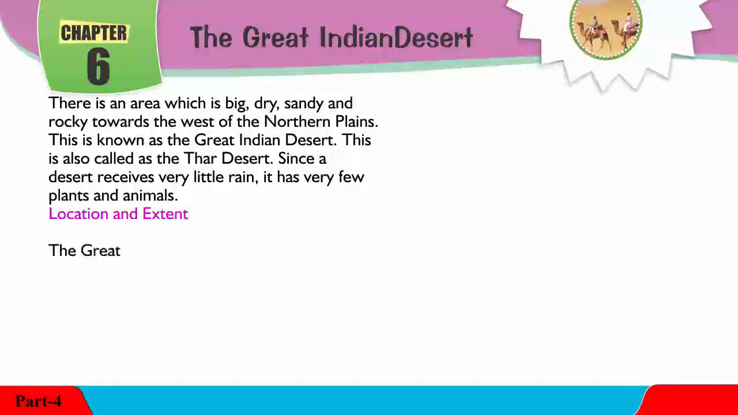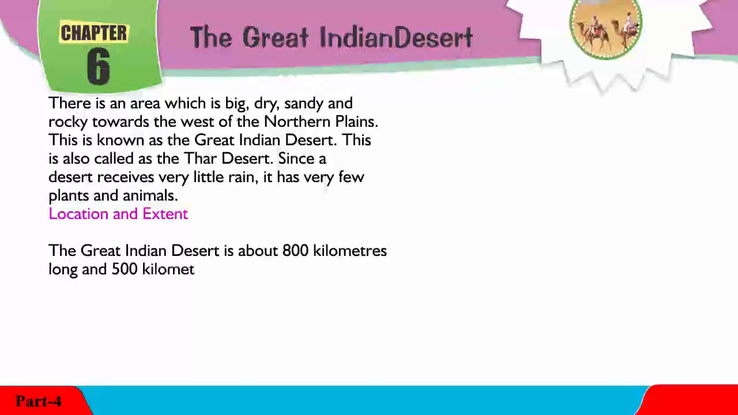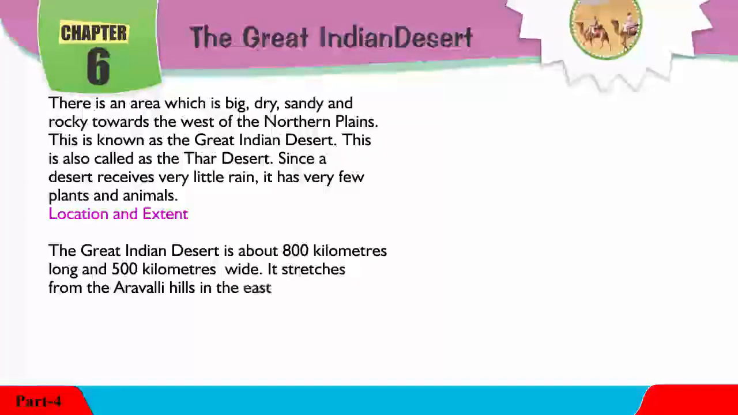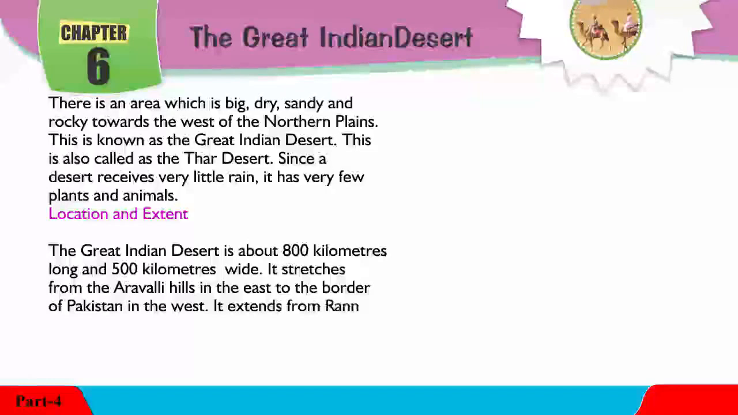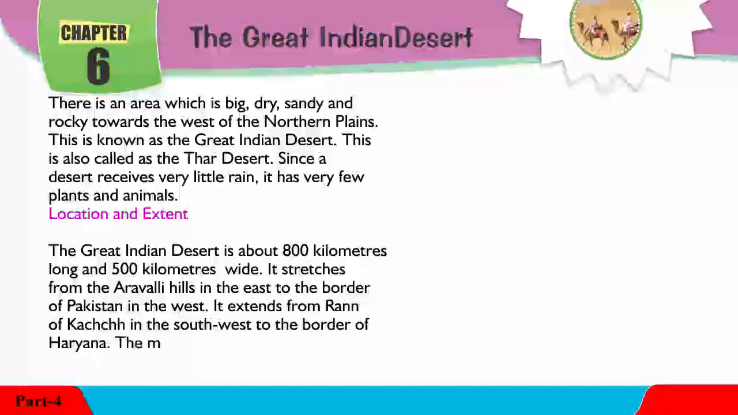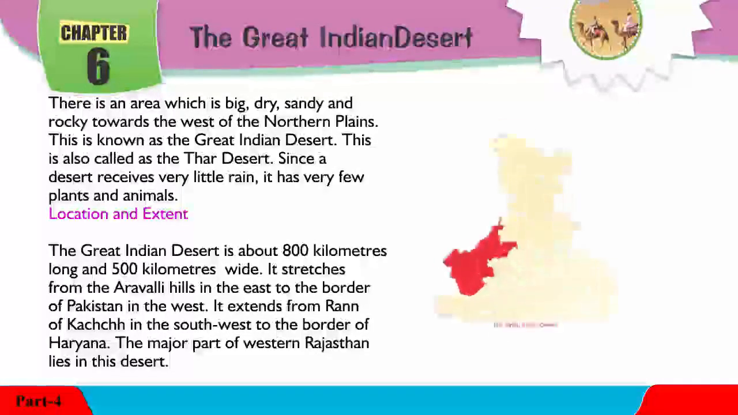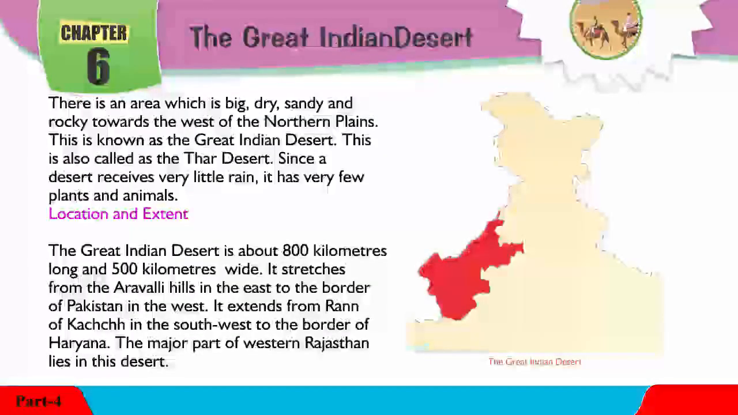Location and extent. The Great Indian Desert is about 800 kilometers long and 500 kilometers wide. It stretches from the Aravalli Hills in the east to the border of Pakistan in the west. It extends from Rann of Kutch in the southwest to the border of Haryana. The major part of western Rajasthan lies in this desert. The Great Indian Desert.